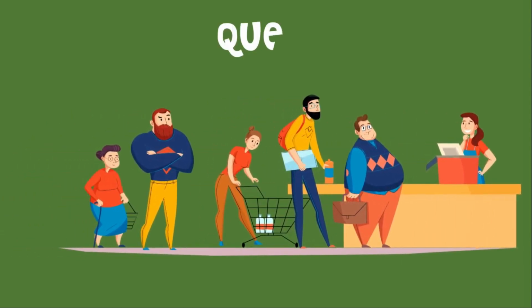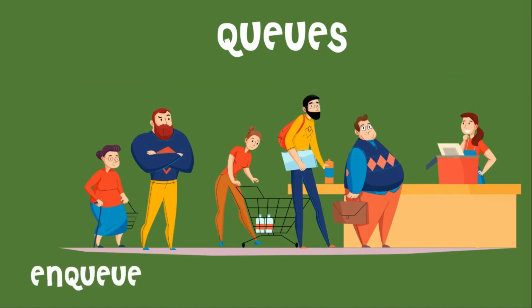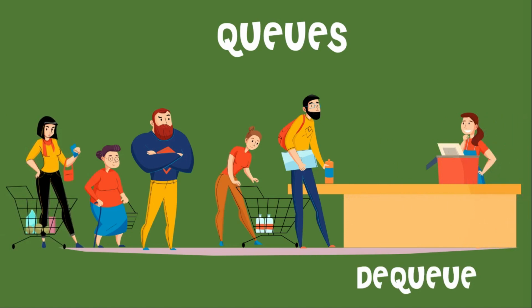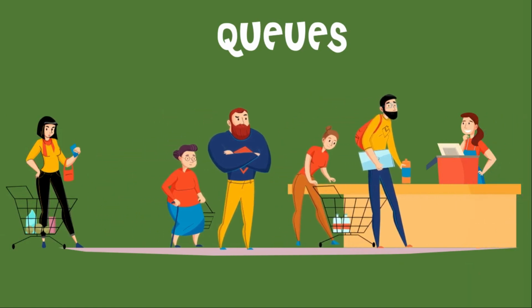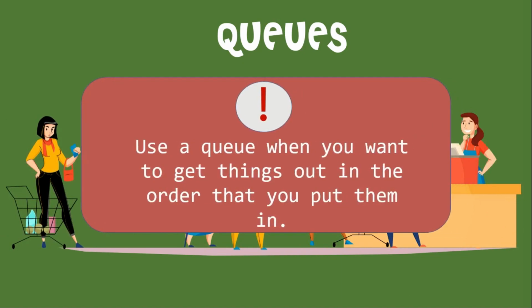In queues, this can be seen when you are falling in line for a cashier in a fast food restaurant. This one is first one in, first one out. You can enqueue to add in the back or dequeue to remove data in the front. Remember, use a queue when you want to get things out in the order that you put them in.